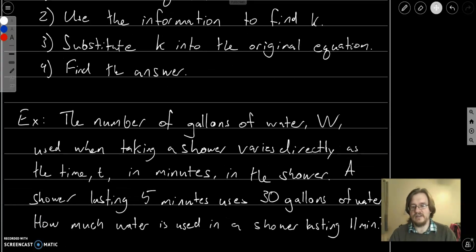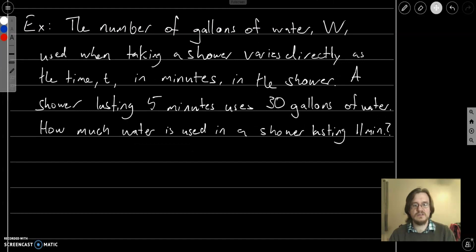So let's dive in with the following. The number of gallons of water, which is called W, used when taking a shower will vary directly with the time t. So what this is saying is that the longer you take in a shower, the more water you use. The less time you take in a shower, the less water you use. They vary directly with one another. This makes sense. So this means that the gallons of water that you use is going to be equal to some constant times the time in the shower.